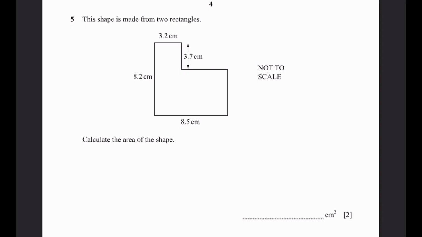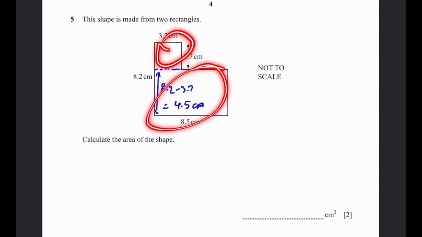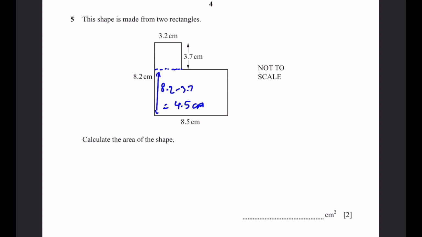Question 5. This shape is made from 2 rectangles. Calculate the area of the shape. So we can divide it like this. This length will be 8.2 minus 3.7, which is equal to 4.5 centimeters. Now we have 2 separate rectangles. We can calculate the area of the shape. So let's call them R1, R2. The area of R1, rectangle 1, is equal to 3.2 into 3.7.